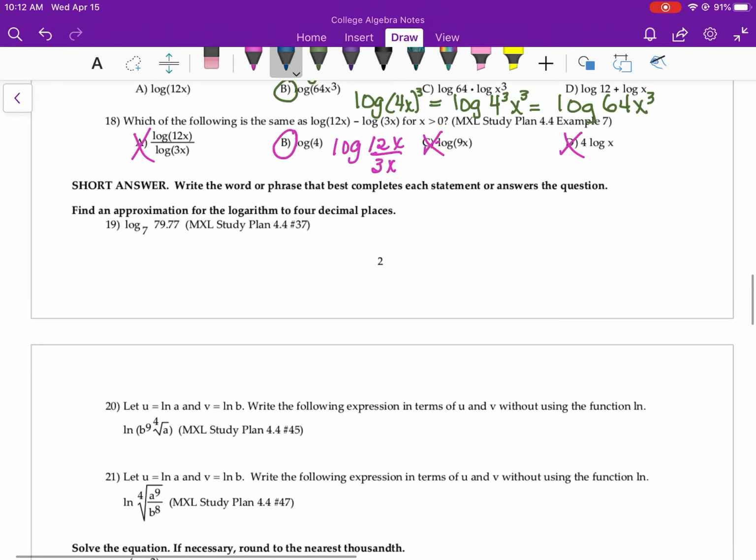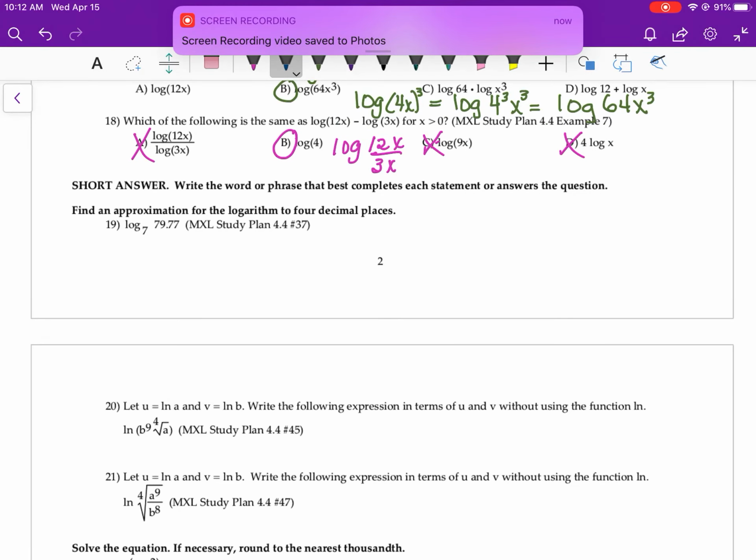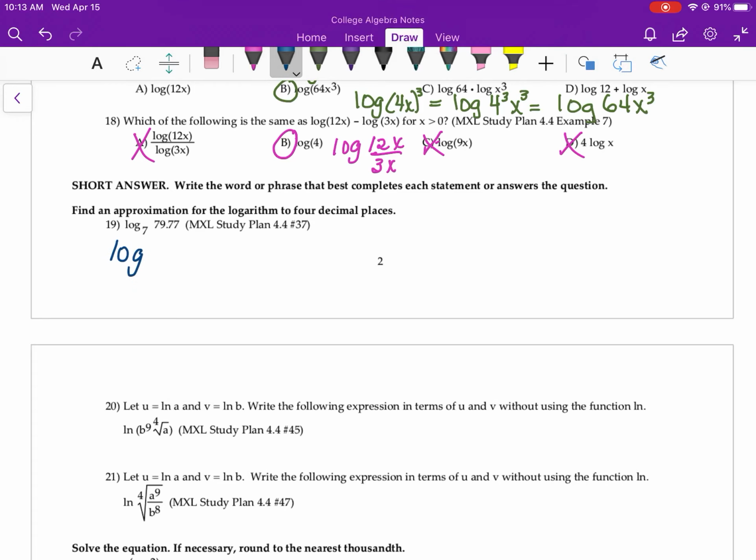Second video, we're starting here on 19. Find an approximation for this log to 4 decimal places. This is simply change of base. So we're going to do log over log. The base goes in the basement.